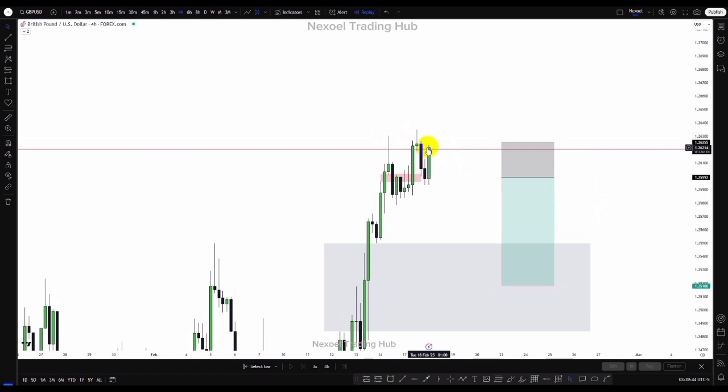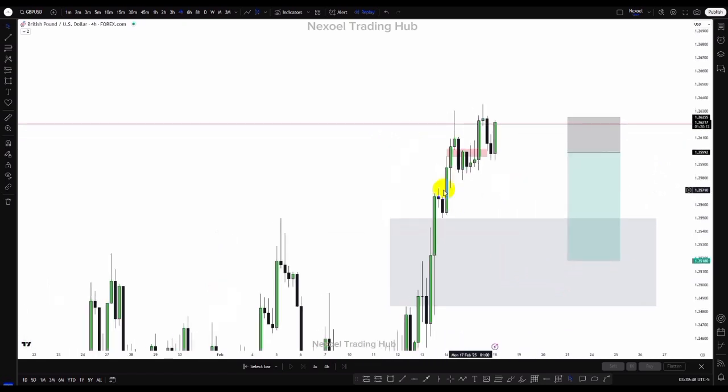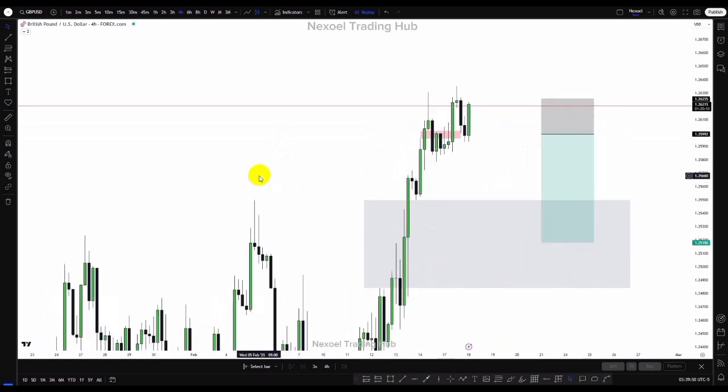So we could see the possibility of price now giving us bearish movement to the downside. So this was what happened in GU. I took a loss in GU. So let's check the Euro USD and see how that clearly played out.